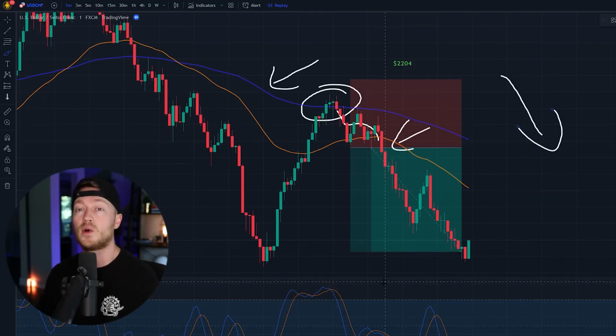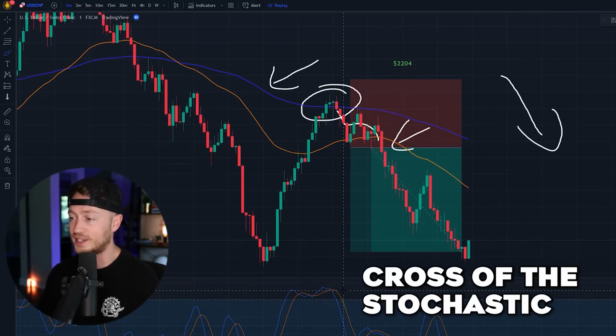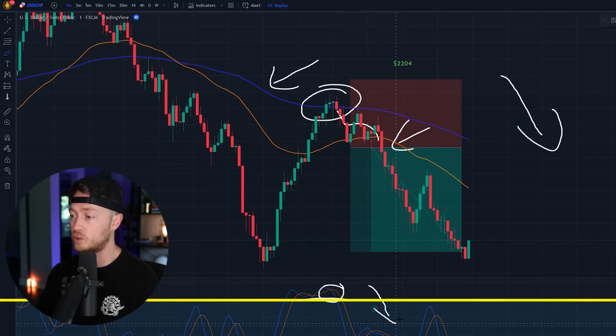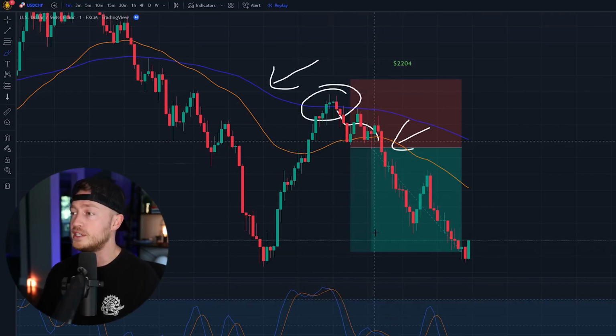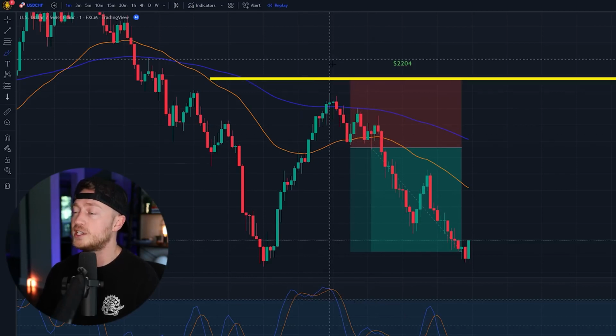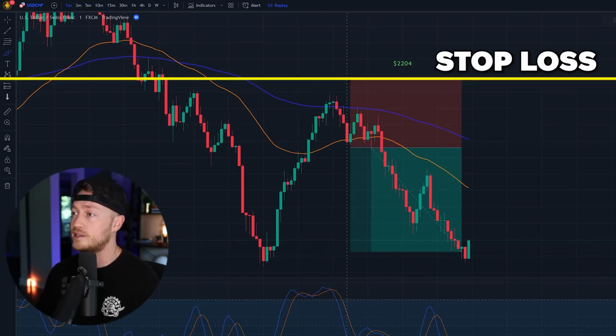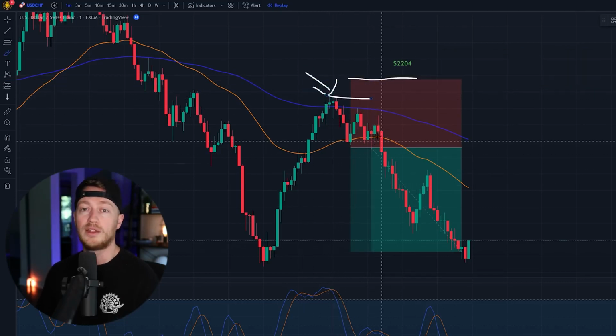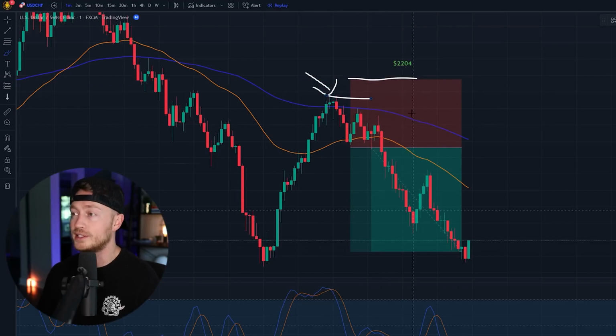And the last thing I want to have is the cross of the stochastic. Obviously, if it's above this line right here, we are looking for those sell trades. So we want to look for an entry around this level right here. And for the stop loss, I'm just setting my stop loss right here, and that is a couple of pips above the recent level right there. So that's exactly what you want to do on these trades, right?